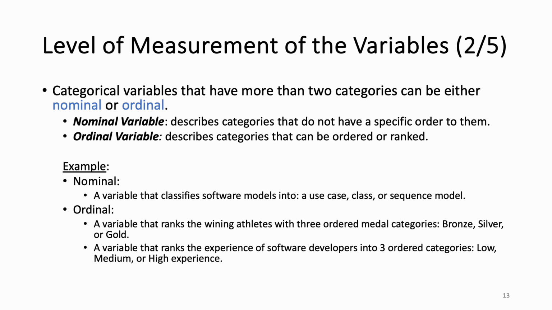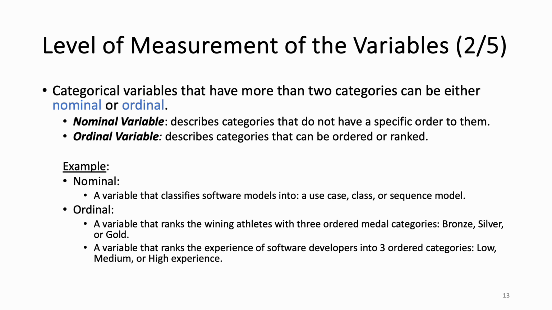So a nominal variable, for example, we have a variable that classifies software models into use case, class, or sequence models. So here we don't have any order, and this categorical variable can be a nominal variable. And then we have an example about the ordinal variable. So think about a variable that ranks the winning athletes with three ordered medals, so bronze, silver, and gold. So here we have an ordinal variable, which is the medal category, which can be bronze, silver, or gold.